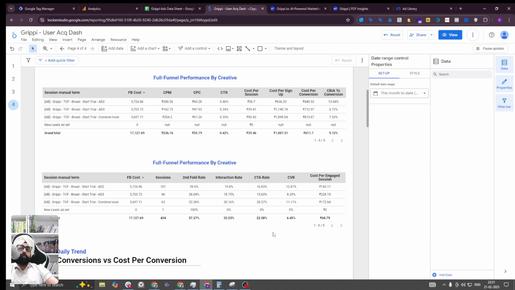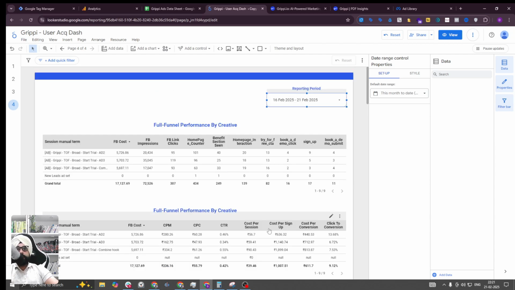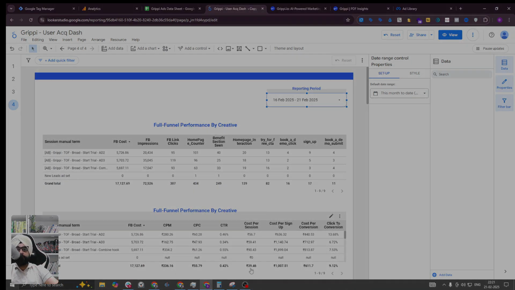All right, so I hope this was helpful. And in the next session, we are going to see how we can form hypotheses based on all these data points that we have. Okay.